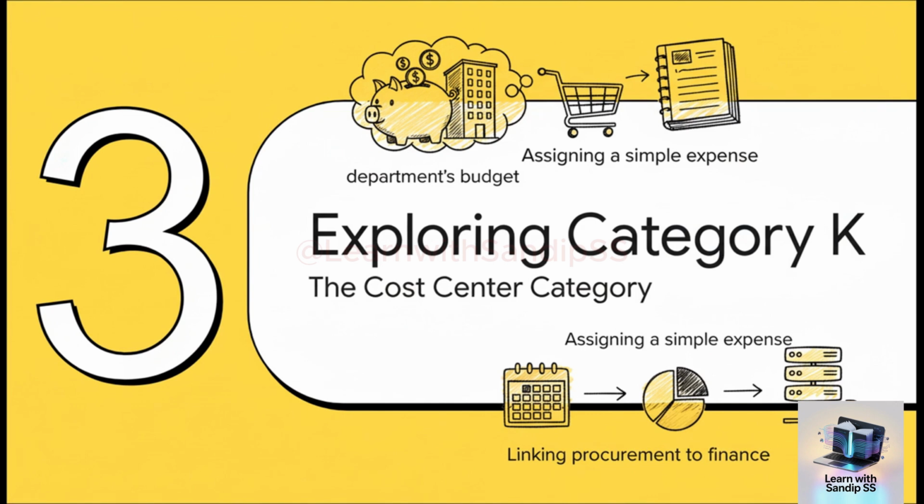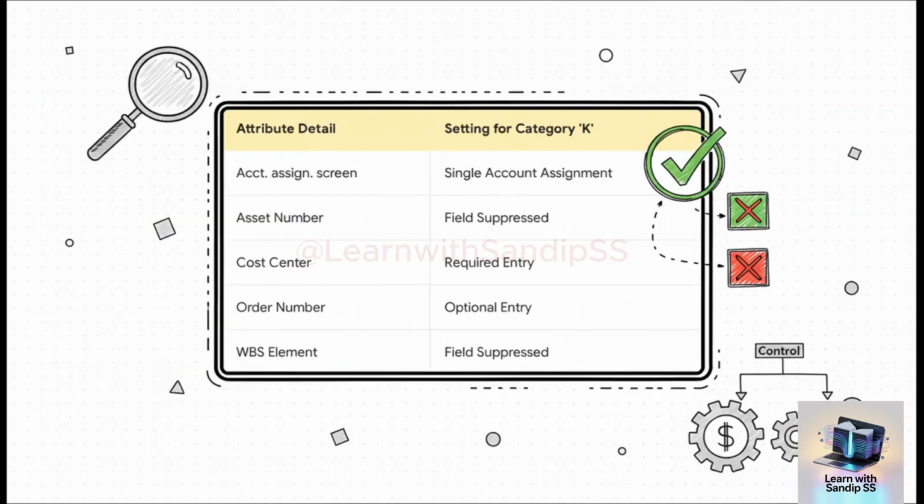All right, to make this super clear, let's pop the hood on one of the most common categories you'll see in pretty much any SAP system, Category K. K is for cost center. This is your classic example for when you need to charge a simple expense to a specific department's budget. Now, take a look at this.